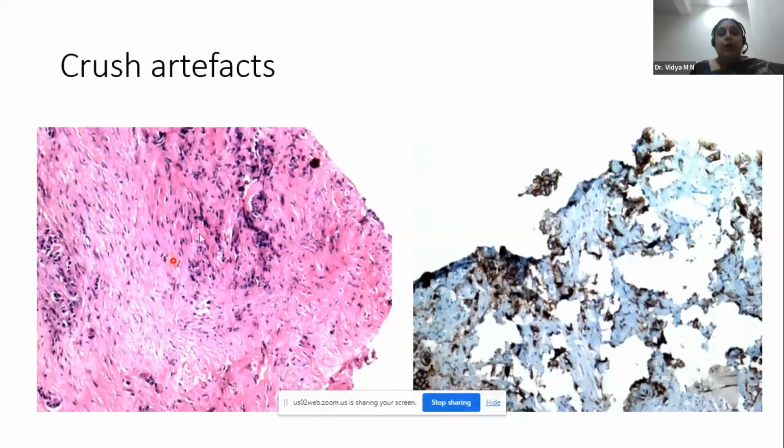Look at this. This is an example of how your crush artifact looks on H&E and the same crush artifact slide on your IHC staining. Here we really can't make out. Here we can see some membrane staining, but look at these areas. We do not really know whether we need to take them into account or not. So these are some artifacts that can be caused, and we need to always see that they are not used and that they do not cause any bias while you're reporting.